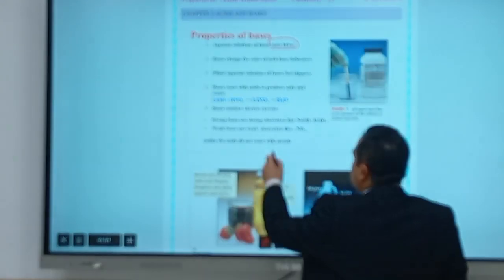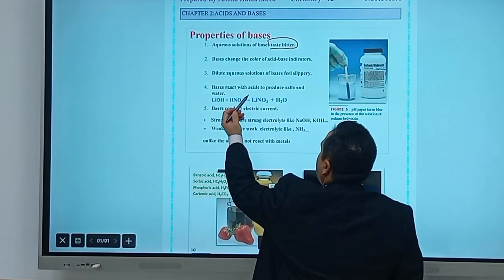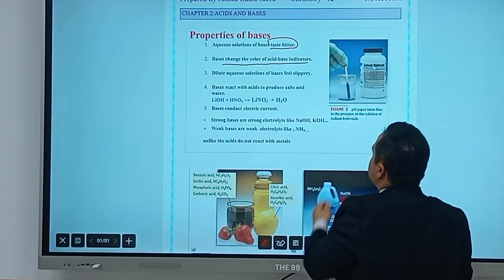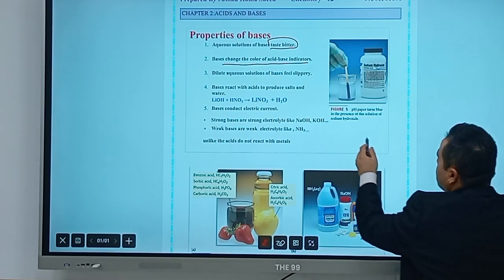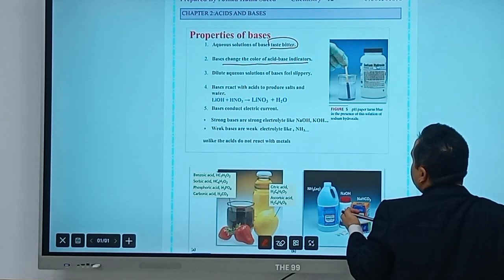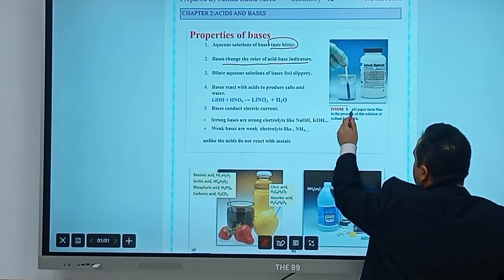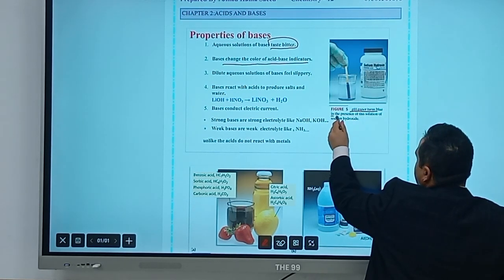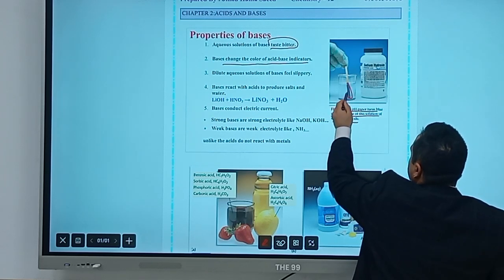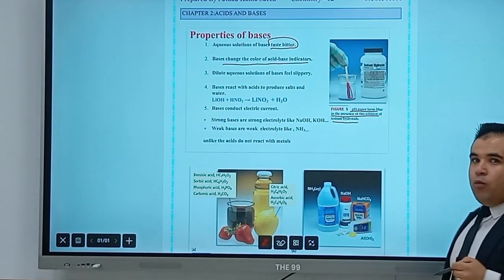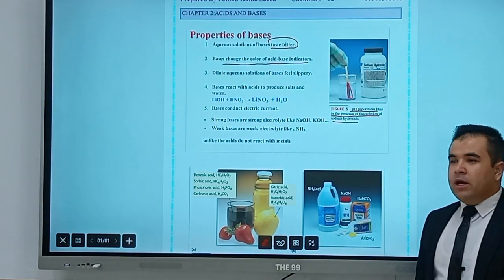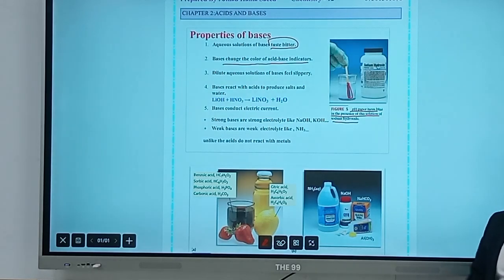The second one, which is the common property between the acids and bases: the bases change the color of the acid-base indicator, and in this figure you can see that when we dipped a litmus paper, the pH paper turns blue in the presence of the solution of sodium hydroxide. So the paper turns blue. Why? Because it represents the basic solution.